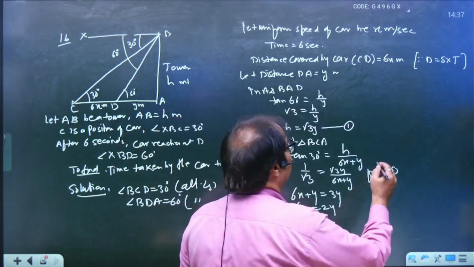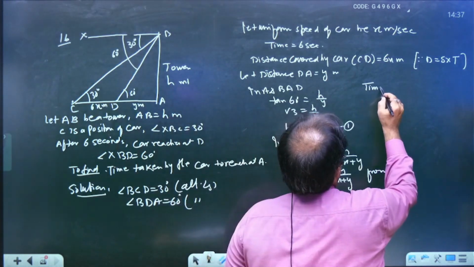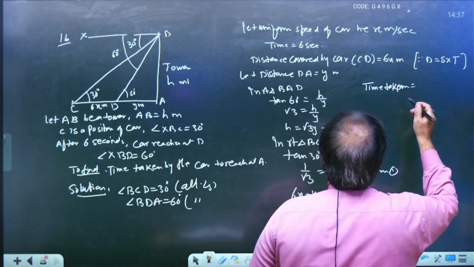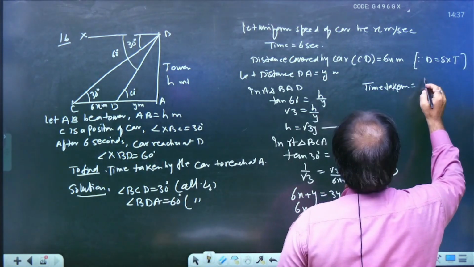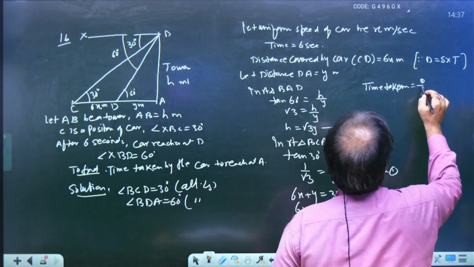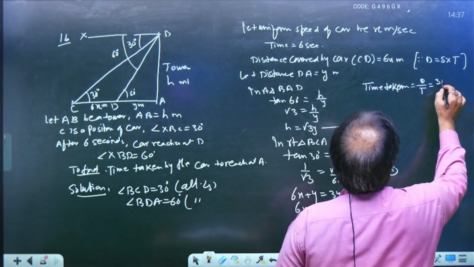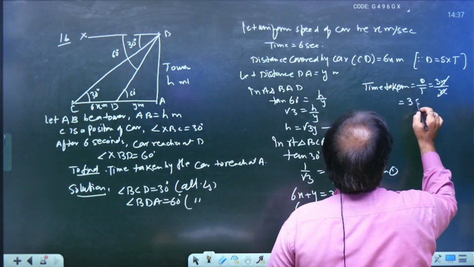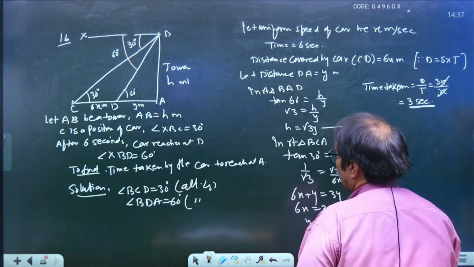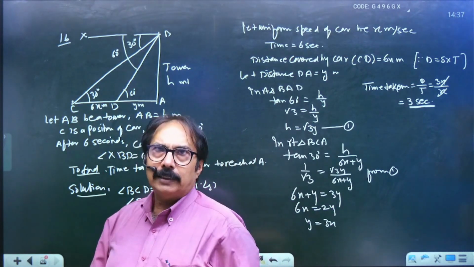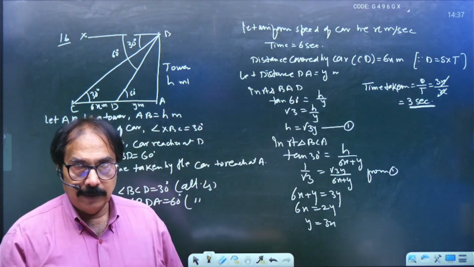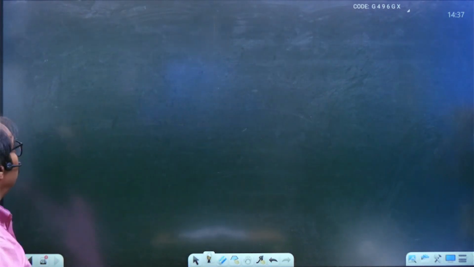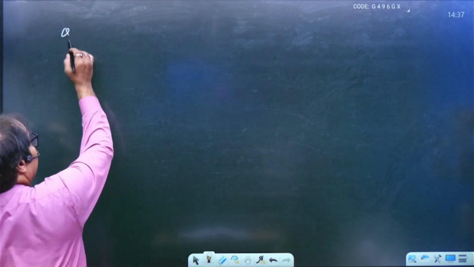So now the time taken by the car. Time is equal to distance upon speed. Am I right? Distance upon speed. So distance is 3x, speed is x, so this cancels out. So how much time is taken by the car to reach the point A? That is 3 seconds. Okay, got it? Any doubt?